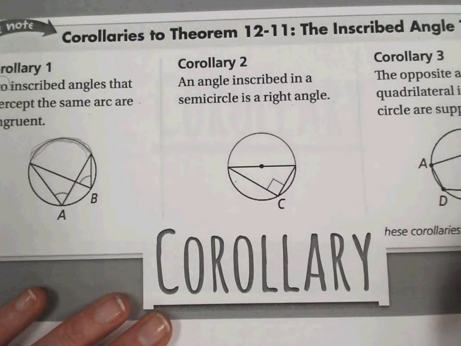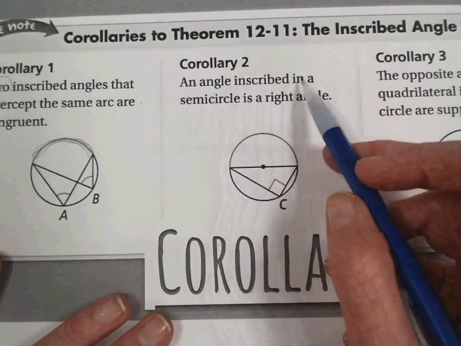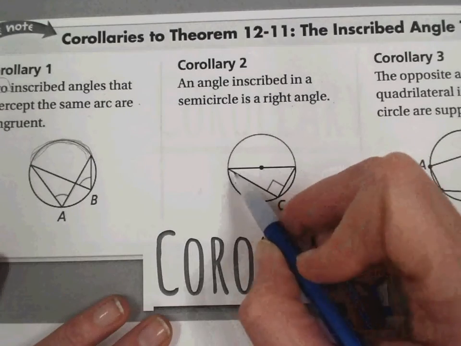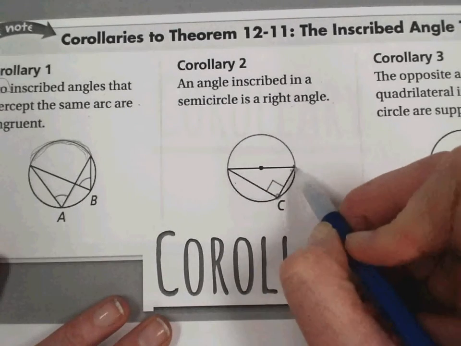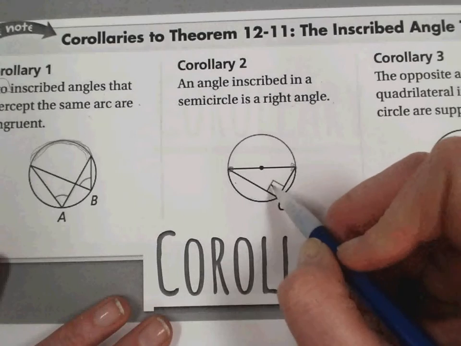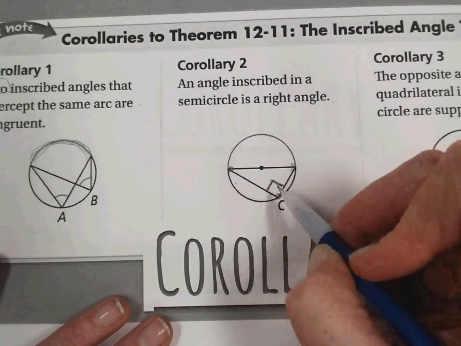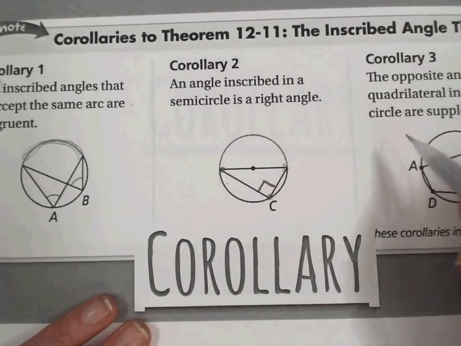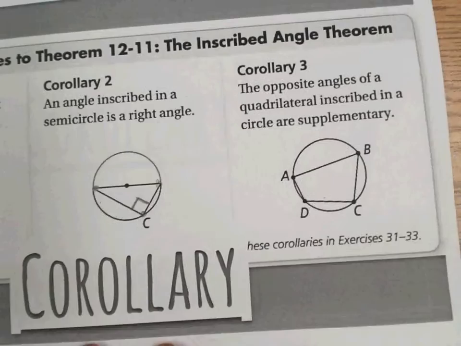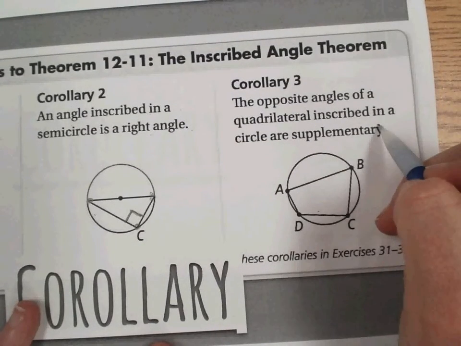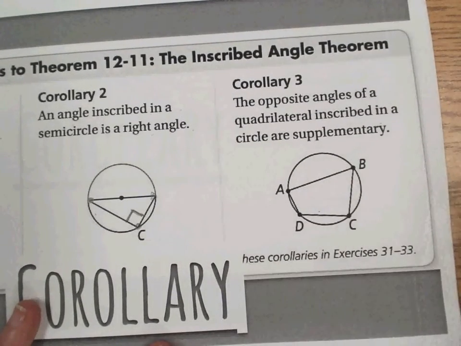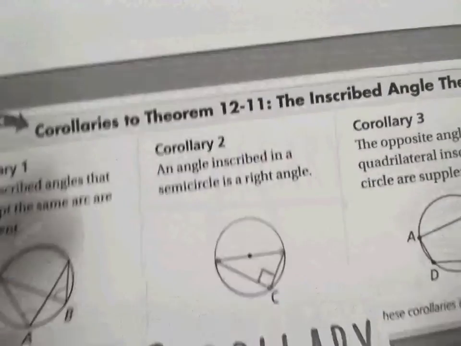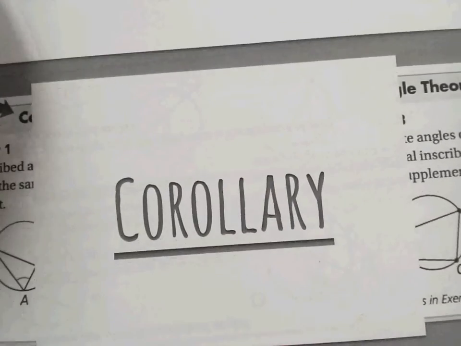Second, an angle inscribed in a semicircle is a right angle. Okay, so we talked about that. An angle inscribed in a semicircle, that's this right here. It's inscribed, it's drawn within the parameters of that semicircle. And this angle here is a right angle. Alright? It opens up to 180, a 180 degree arc, and half of that is 90. It makes sense. And third, the opposite angles of a quadrilateral inscribed in a circle are supplementary. We just showed that in the previous example. So each one of these was laid out in our previous example.